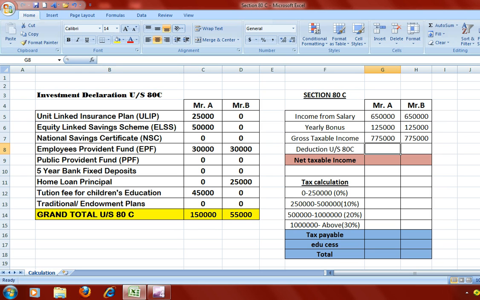This is the key area which is going to be different for both the individuals, where Mr. A has fully utilized the eligible limit of rupees 1.5 lakhs, but Mr. B has only used 55,000 rupees under section 80C. To arrive at the net taxable income, you need to deduct the eligible limit under section 80C from the gross taxable income. To calculate for Mr. B, you have to press Ctrl C and press Ctrl V.